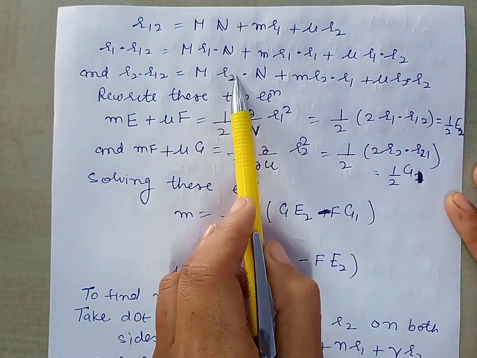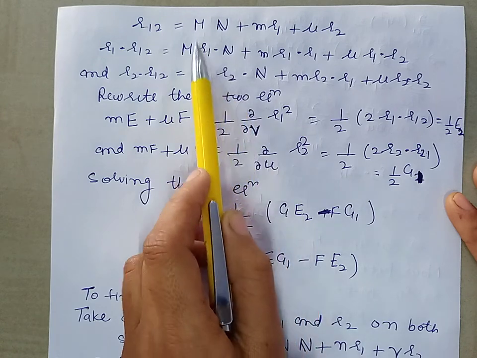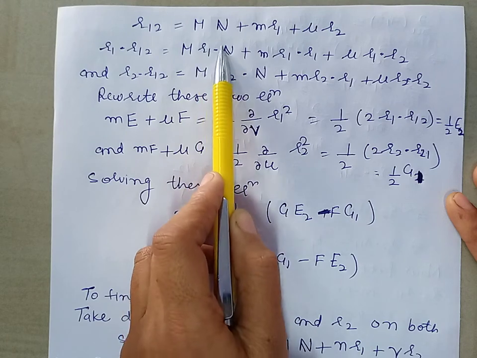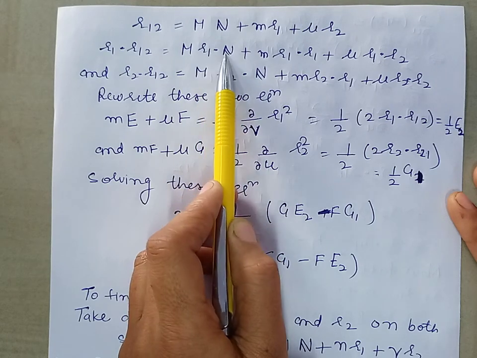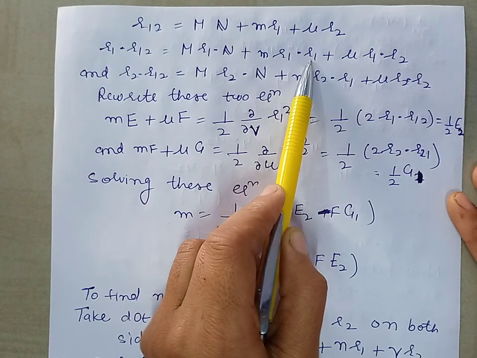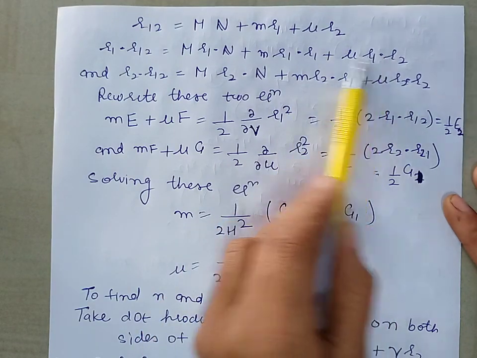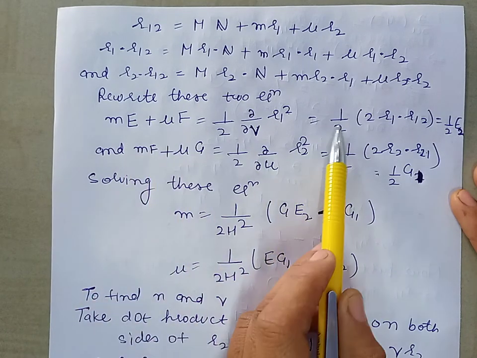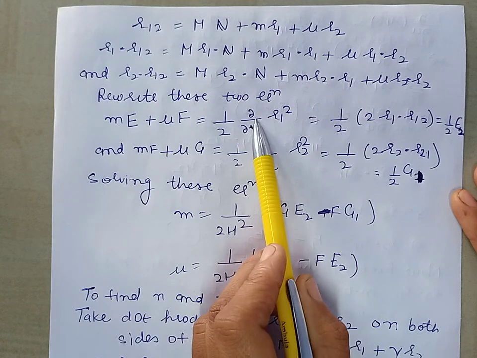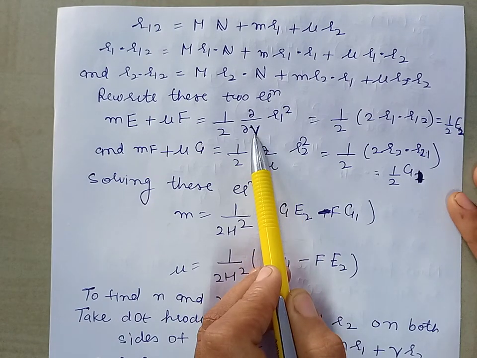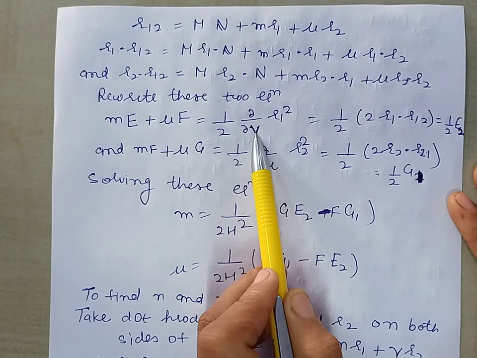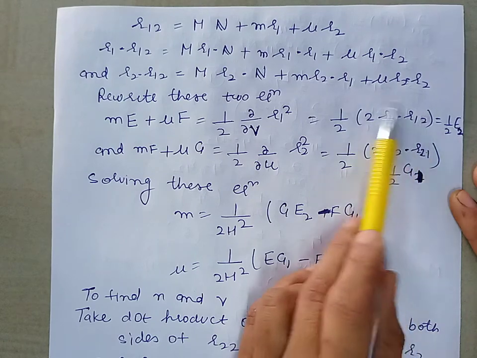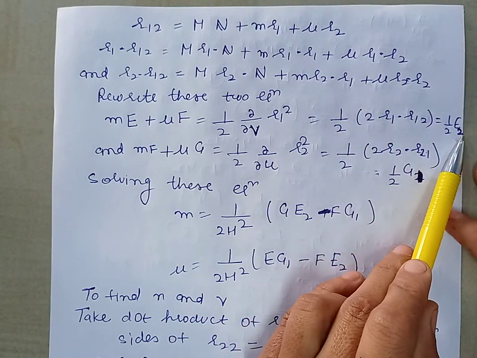Now we can rewrite these two equations by using the same properties, because r1 dot n is 0, because this is tangential vector to the surface, this is normal vector to the surface, so their dot product will be 0. r1 dot r1 is E, r1 dot r2 is F. So this equation will become ME plus mu F is equal to half of partial derivative of r1 square with respect to V. Now partial derivative of r1 square with respect to V is 2 times r1 dot r12 and this is E2, so this will become half E2.